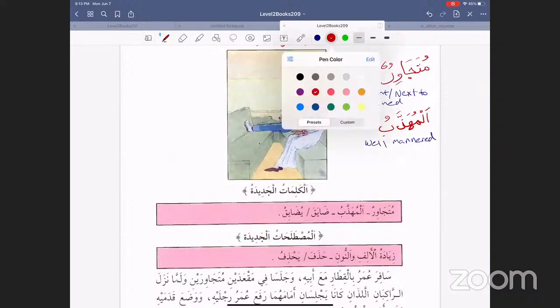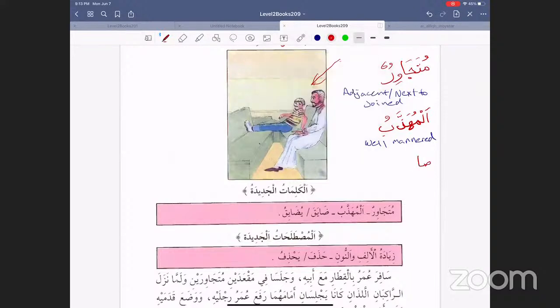Then we have a fi'l after that. ضايق يضايق, from فَاعَلَ. Right? ضايق يضايق means to inconvenience somebody, to annoy them. To annoy or inconvenience someone. Make things difficult on somebody.